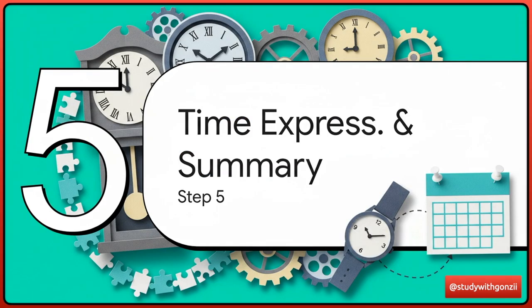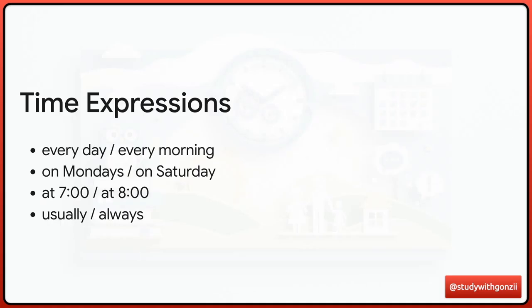Let's move to step 5 and see how this all builds. Time expressions and summary. To give our sentences exact parameters, we use specific keywords called time expressions. These are phrases like every day or every morning. We can use days of the week, like on Mondays or on Saturday. We can use specific clock times, like at 7 or at 8. We also use frequency links, like usually or always. Think of these expressions as the final piece of data that locks an action right onto your personal calendar.